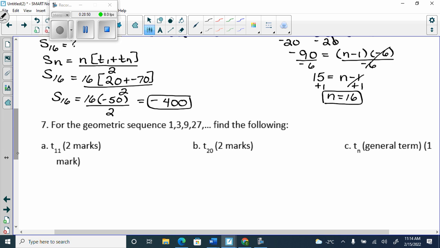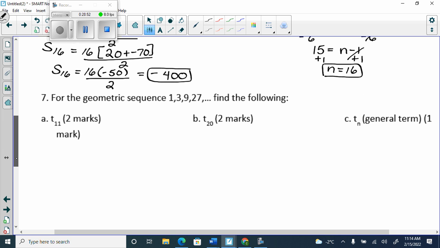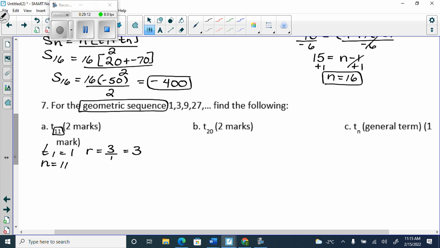Correct? So let's put down our knowns. I was nice and gave it to you. T1 is 1. R, because it's geometric, is term 2 divided by term 1, which is 3. 1 times 3 is 3. 3 times 3 is 9. 9 times 3 is 27. And n is 11. It gave it to me. Okay. So they want T11.